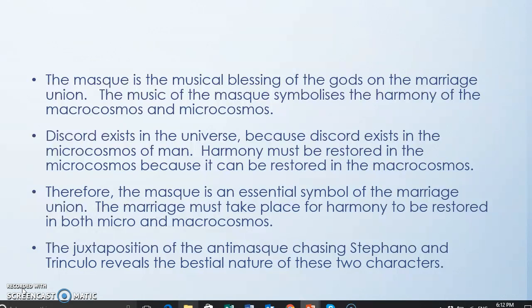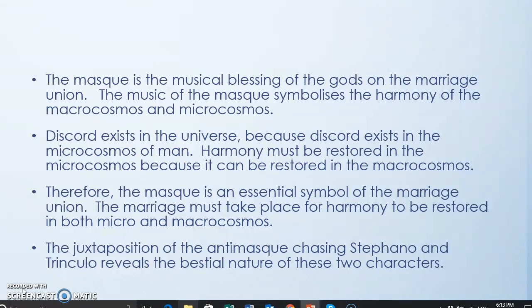The masque itself, of course, is a musical blessing of the gods on the marriage of Ferdinand and Miranda, giving the blessing of the union. And the music symbolised the harmony of the macrocosmos and the microcosmos. The world is starting to be restored. Discord exists in this world, in this universe, and it exists because of the discord in the microcosmos of man. And so the harmony in this microcosmos has to be restored so that it can be restored in the macrocosmos. So the masque itself is a symbol of the marriage union and is essential for that. It has to take place for harmony to be restored.